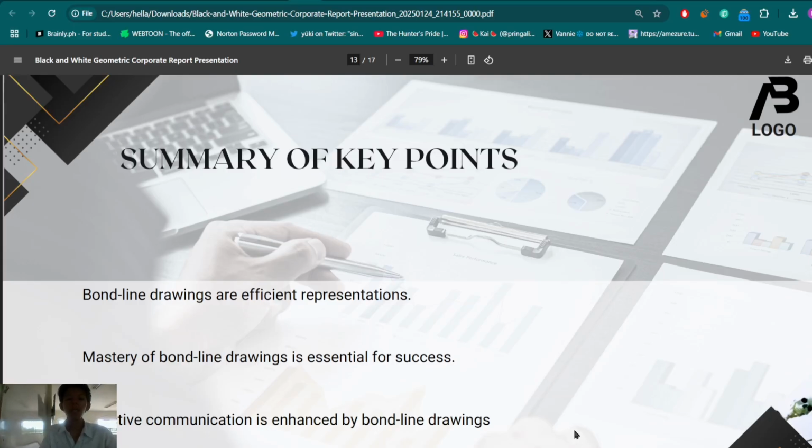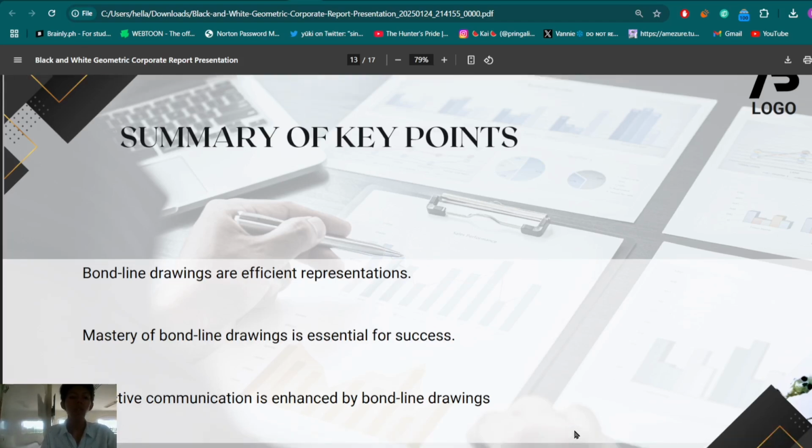Summary of key points. Bond-line drawings are efficient representations. Mastery of bond-line drawings is essential for success. Effective communication is enhanced by bond-line drawings.